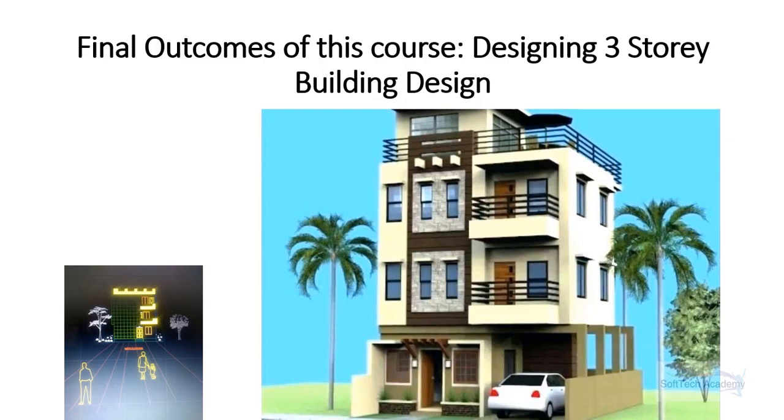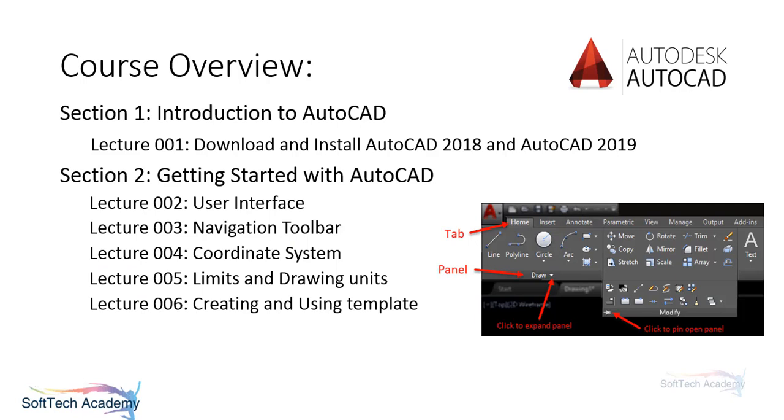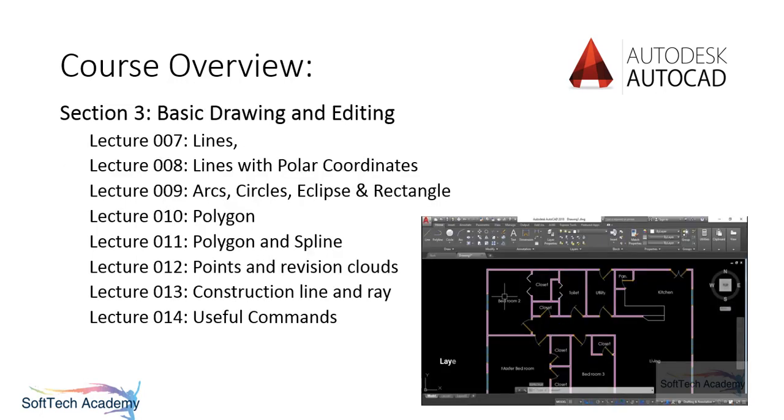We will design a 3-story building at the end of this design course, and let's see an overview of our course. First, we have the introduction session, where we will have a download and install session. You will download and install the 2018 and 2019 versions of AutoCAD. In section 2, we have getting started with Autodesk AutoCAD. So we have the user interface, navigation, toolbar, coordinate system, all the overview about the graphical user interface.